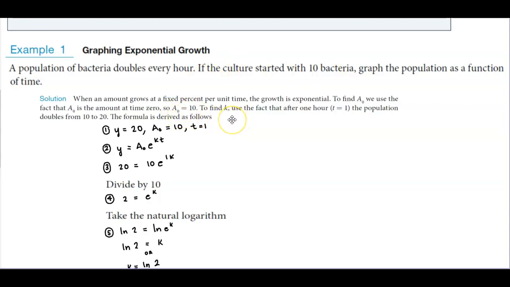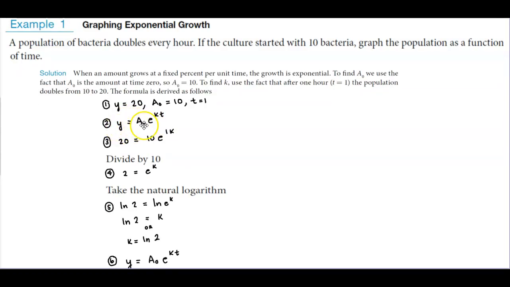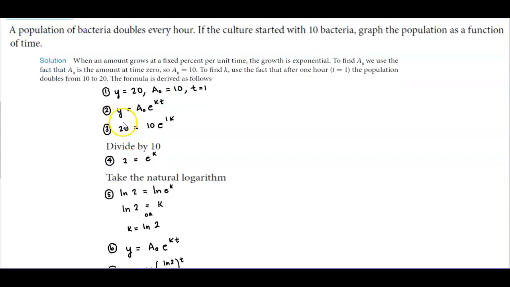Now, to find the value of k, we're going to use the fact that after 1 hour, when t is equal to 1, the population doubles from 10 to 20. So the formula is derived as follows. For step number 1, we're going to write down the given information. We know t is going to equal 1, we know that y is going to equal 20, and we know the initial is 10. So we're going to use our exponential function model here, which is y is equal to the initial value A, e to the kt. So we know that y is 20, we know that A, or the initial, is 10, and we know that time t is 1, so it's 1k.